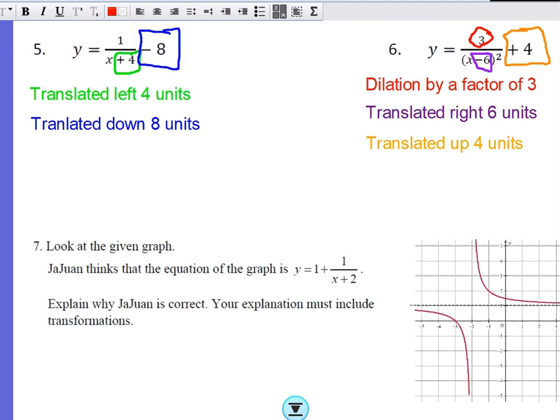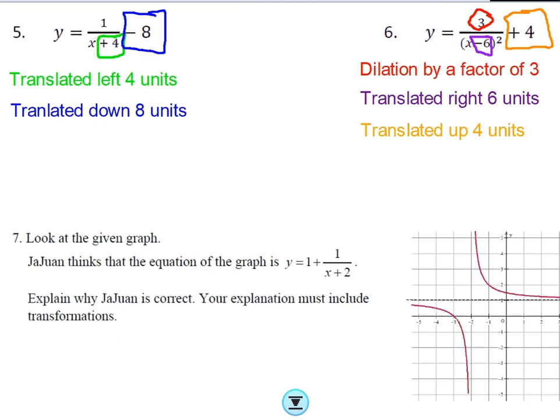All right, and then last question here, number 7. Look at the given graph. Jawan, I think that's how you say this, thinks that the equation of the graph is 1 plus 1 over x plus 2. Explain why Jawan is correct. Your explanation must include transformations. So there's just a couple of things happening here. First of all, you can see the horizontal asymptote. I'm not really sure why you can't see the vertical asymptote here, but let's go ahead and put that in. It's at x equals -2.